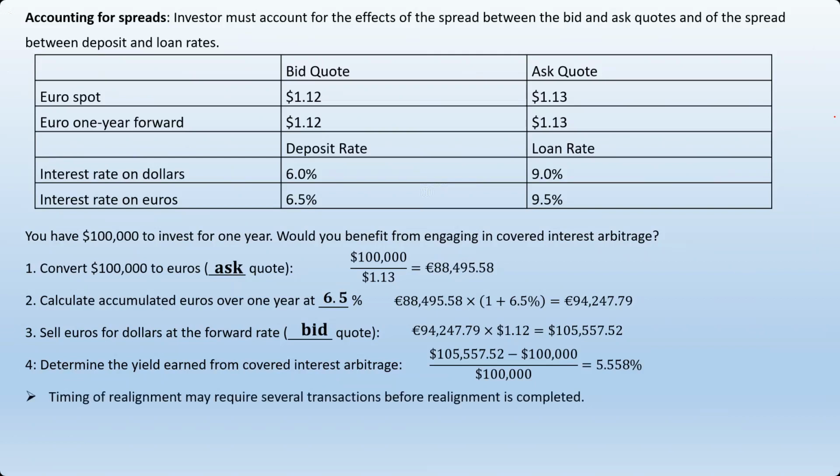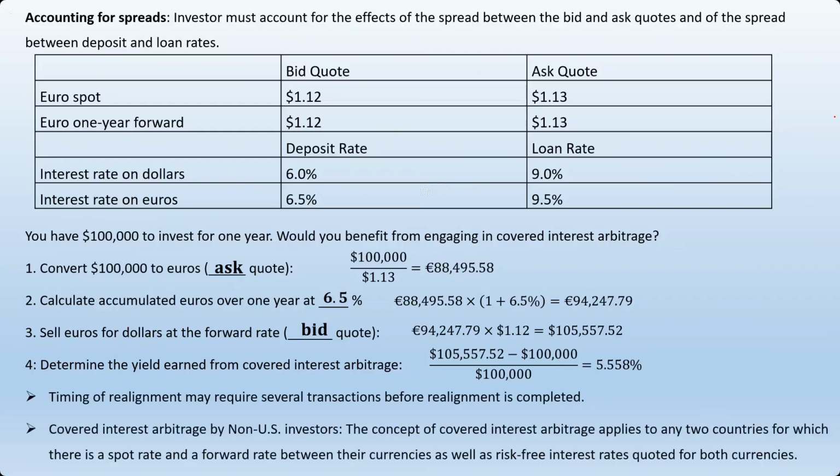So we will not do covered interest arbitrage after we account for the bid-ask spread. And for covered interest arbitrage, the timing of realignment may require several transactions before realignment is complete. And covered interest arbitrage can also be used by non-US dollar investors. So we're gonna see it in the chapter 7 class. So any questions for covered interest arbitrage?